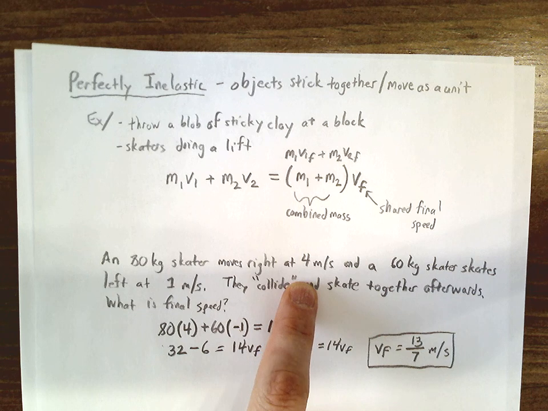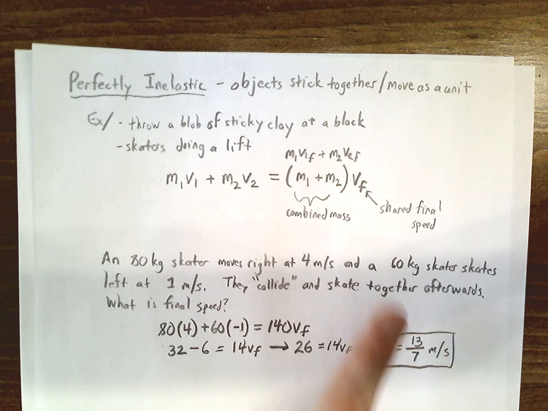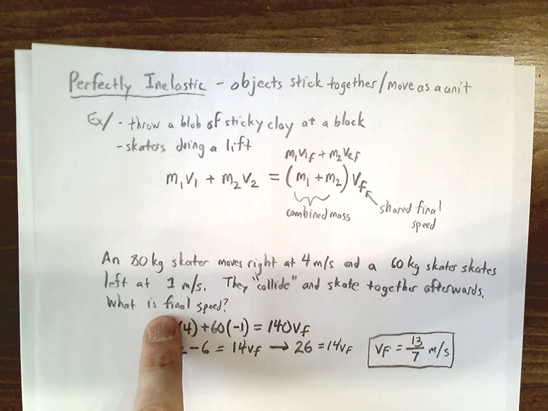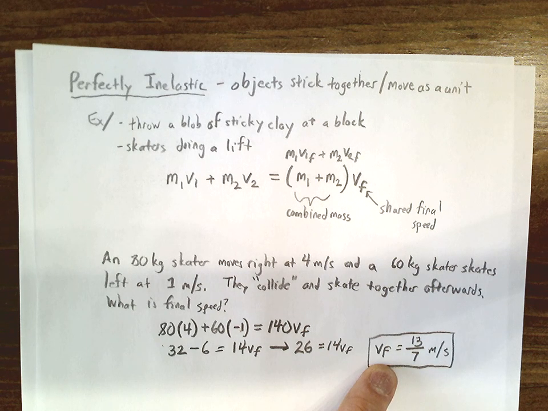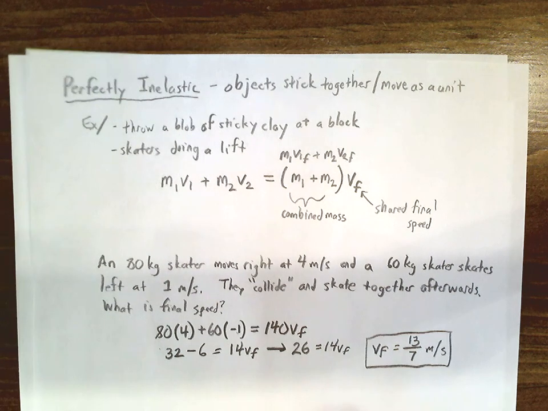definitely dominant here. That means the final momentum, if this is to be conserved, even though the other skater was going in the other direction, when they come together, they're still going in the dominant direction of the 80 kilogram skater. So that's something to think about. Does your answer make sense? Which of my two objects had the most momentum? Should my final velocity reflect that same direction? So it's a little good sanity check you can use to make sure you're on track.